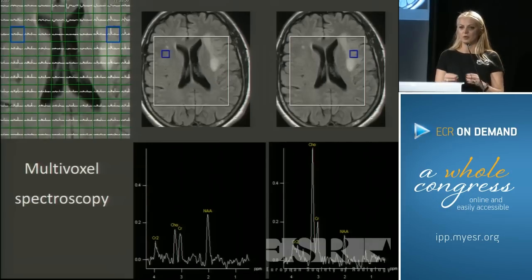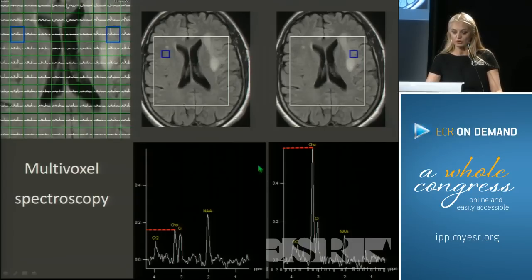Even the name tells you, multivoxel. So we put many little voxels or boxes when we look at MR spectra. And what is then important, you put one of these little boxes in the tumor and the next one on the other side in normal appearing white matter. And what you basically look at is this choline peak and that choline peak. You look at how high the choline peak actually is in comparison to the normal one.